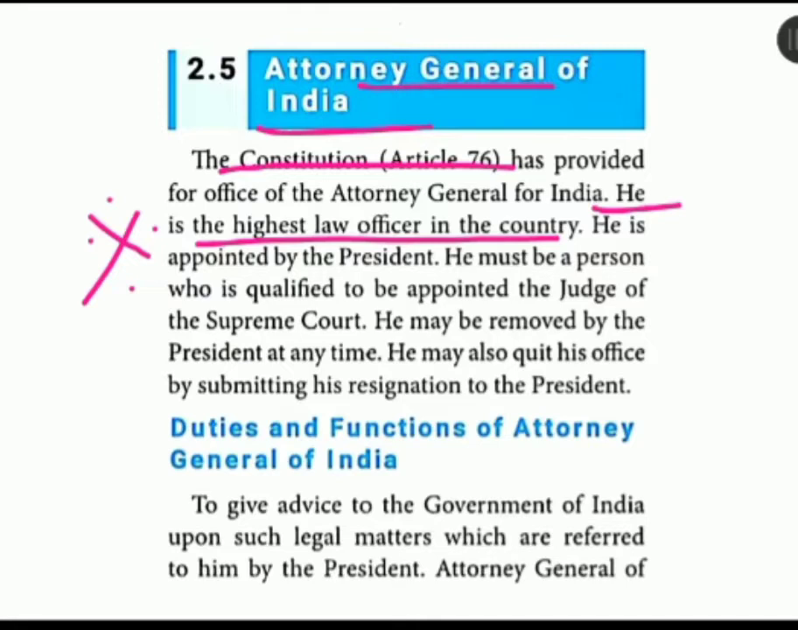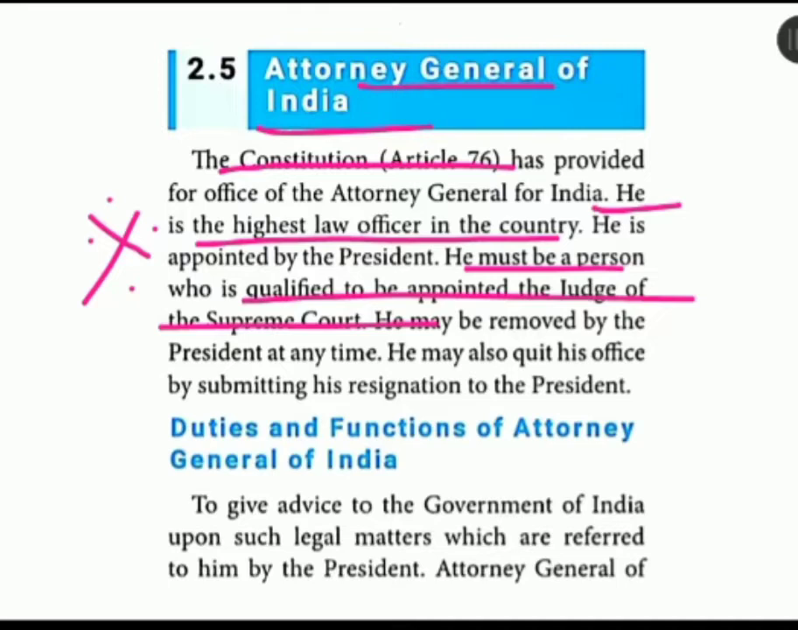Then moreover, what is the qualification of this person? The Attorney General of India must be a person who is qualified to be appointed as a judge of the Supreme Court. He can become Attorney General of India, and he can become a judge of the Supreme Court. So that much he has the power. Who appoints him? He is appointed by the president.